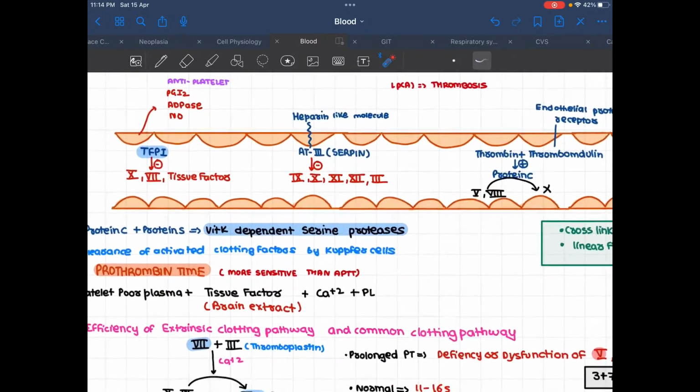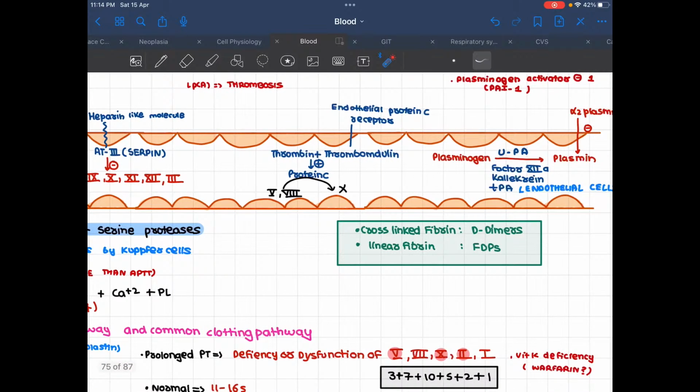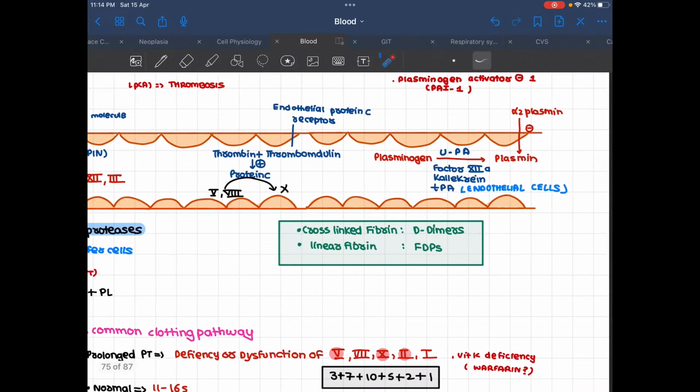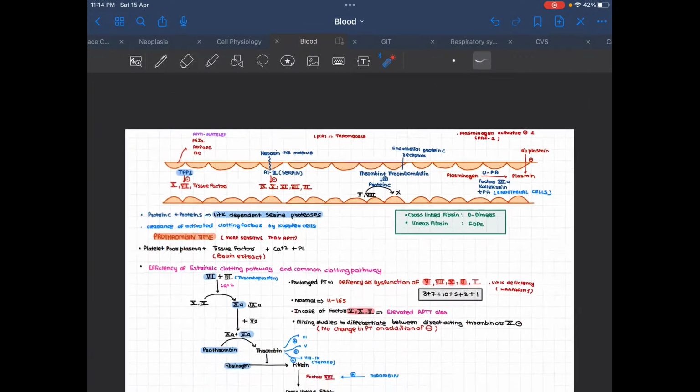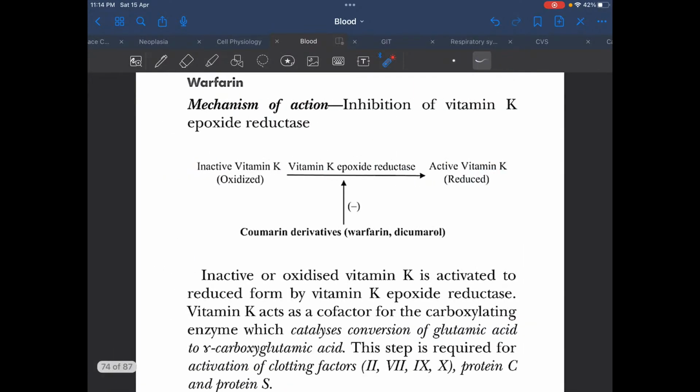So this is what's happening. So we have the heparin-like molecule and antithrombin 3, and it's going to inhibit many enzymes. It's going to inhibit 9, 10, 11, 12, 13. Okay. What about the thrombin and thrombomodulin? It's going to inhibit mainly your factor number 5 and 8 through protein C and protein S. Okay. And what about the tissue plasminogen activator expressed by neutrophil cells? It's going to convert your plasminogen into plasmin. Okay. So these are the things which I want you to see.